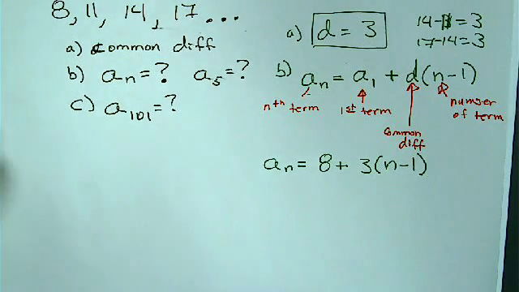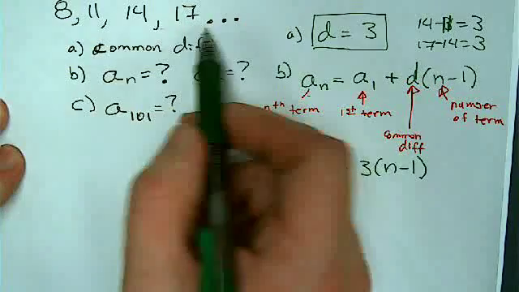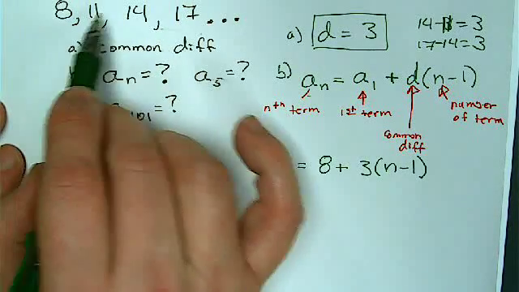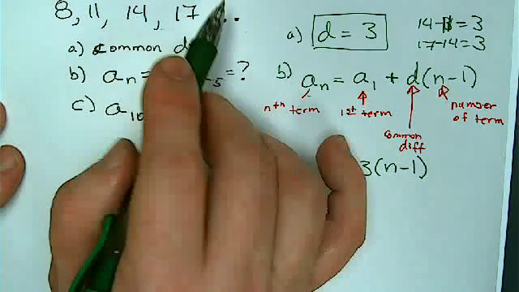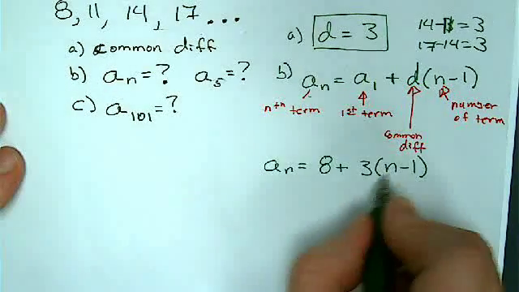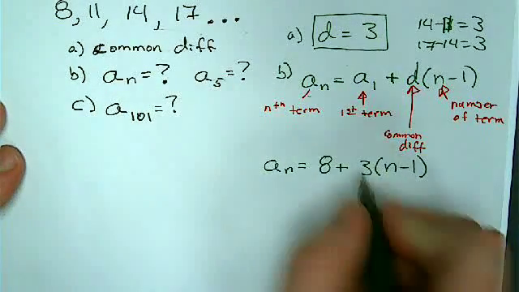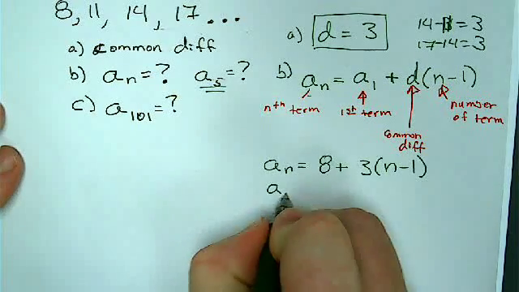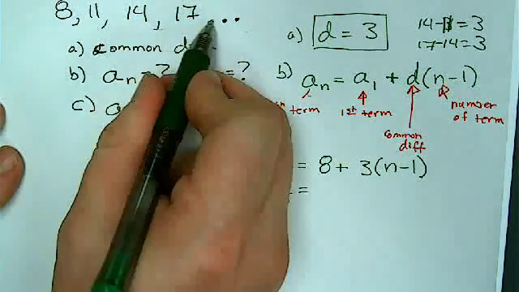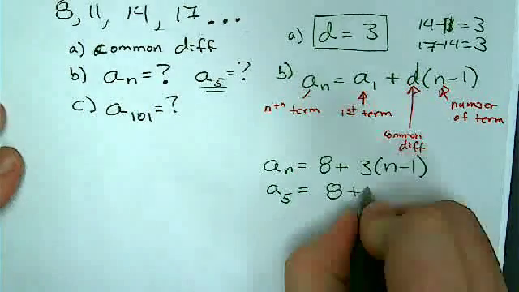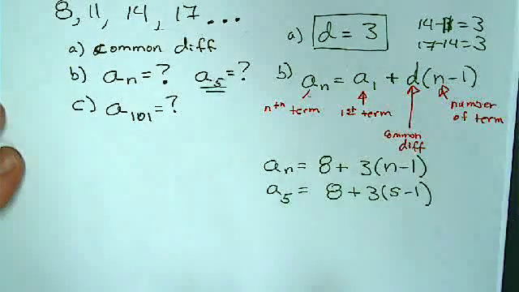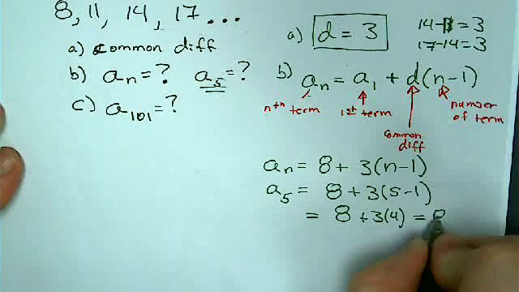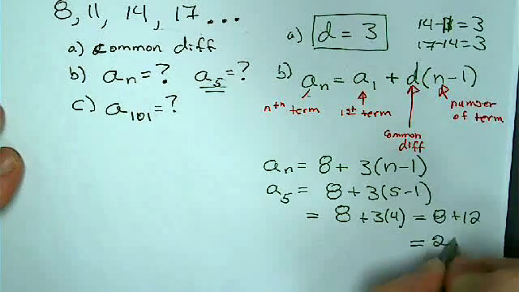I don't have to do it longhand. Now, if this had just been a blank on the test, where they ask you to fill in the next item, you could say, oh, they're going up by 3. So 8 plus 3 is 11, plus 3 is 14, plus 3 is 17, plus 3 is 20. Well, if I plug 5 in here for n, do I get 20 back out? Is a sub 5, the fifth term, really 20? 8 plus 3 times 5 minus 1, 8 plus 3 times 4, 8 plus 12, or 20.